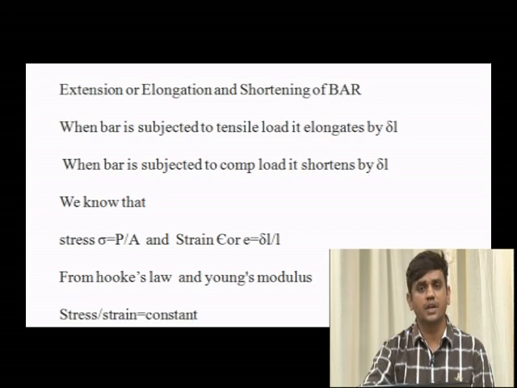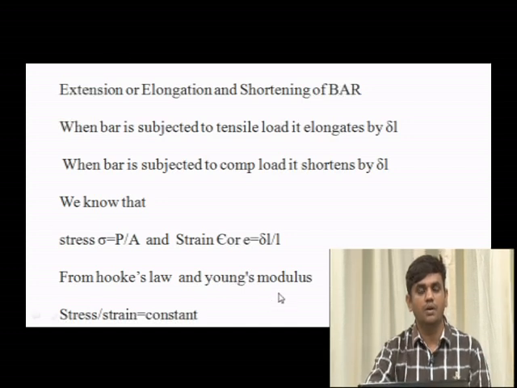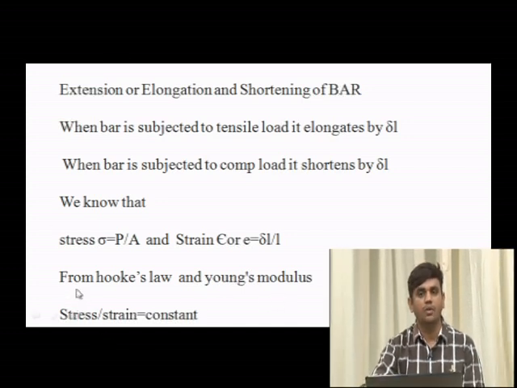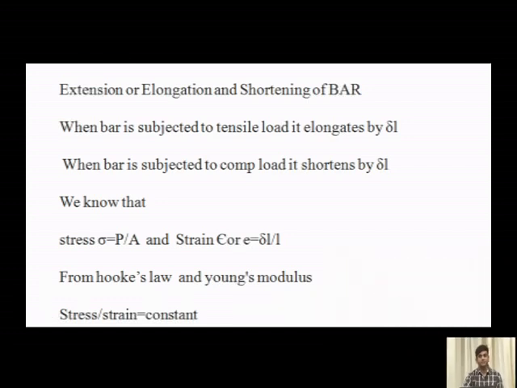Extension or elongation and shortening of bar. When a bar is subjected to tensile load, it elongates by delta L. When a bar is subjected to compressive load, it shortens by delta L. We know that stress is equal to applied load by cross-sectional area, that is P by A, and strain epsilon or small e is equal to delta L by L. That is, change in length by original length. From Hooke's law and Young's modulus we know that stress by strain is equal to a constant.